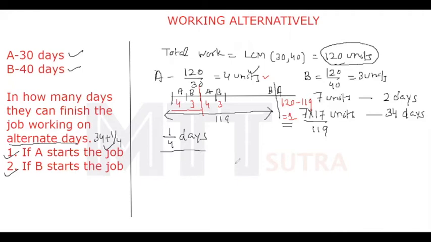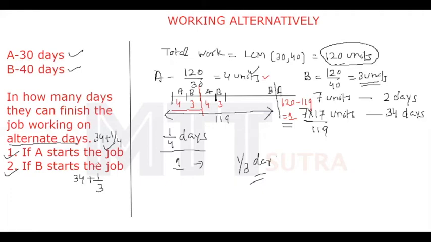So in 3/4 days, they have done 11/9 amount of work, but after 3/4 days, again, 1 unit of job is pending, and B does 3 units of work in 1 day. So 1 unit of work will be completed by B in 1/3 days. So the total time required by B to complete is 3/4 plus 1/3.